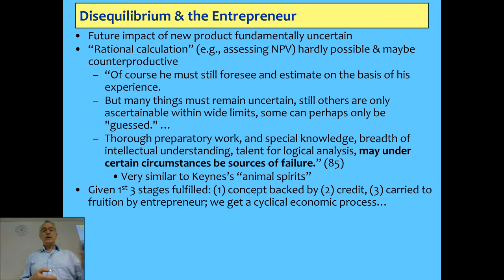And in this sense, what Schumpeter has to say is a bit like what Keynes talks about when he says animal spirits. So we've got three stages. You have a new concept backed by credit created by banks, so it's new money and it's new demand, carried out by the entrepreneur, so you're building this stuff. Now, when you're building new rockets and you've taken people away from existing industries, what do you think happens to the economy? Does it boom or slump?